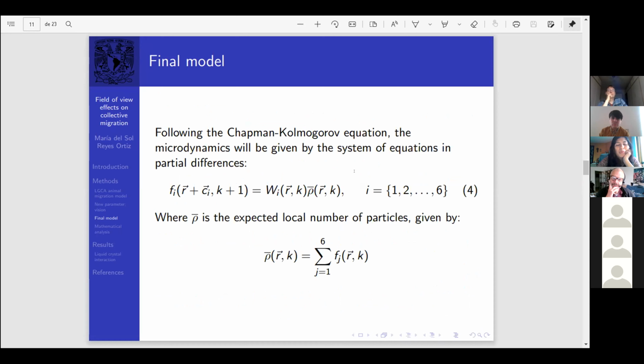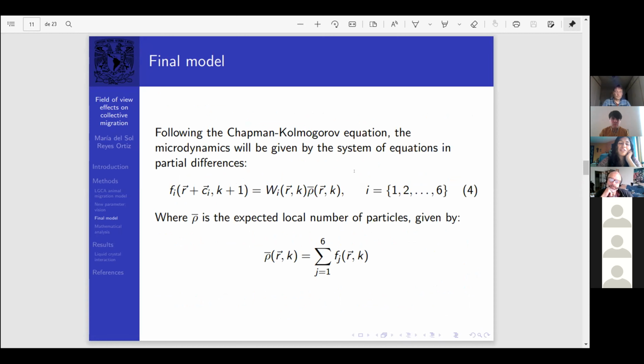Now, we would like to study the microdynamics of our system. In order to do this, we will follow the Chapman-Kolmogorov equation. This way we will find our system of equations in partial differences. We will find a total of 6 equations because of the 6 channels that we are analyzing in our model.